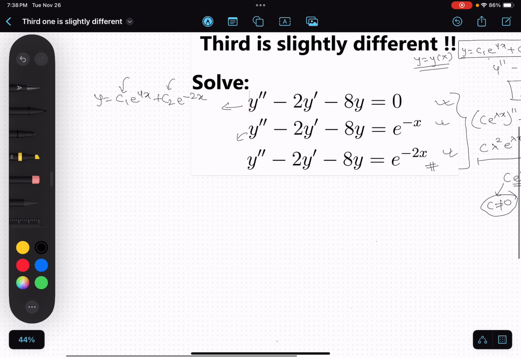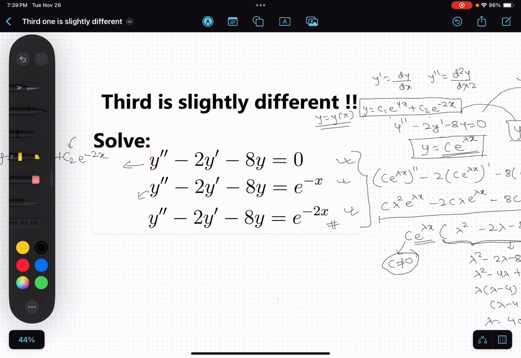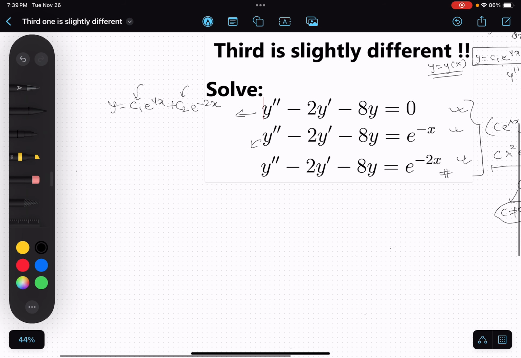Earlier it was 0, so we tried to find something that, when differentiated, was like itself, so that it would get cancelled. Now we don't have 0, we have something different. This time it's slightly different. Now we want this expression, after we apply it to a function y, to give the result e^(−x).